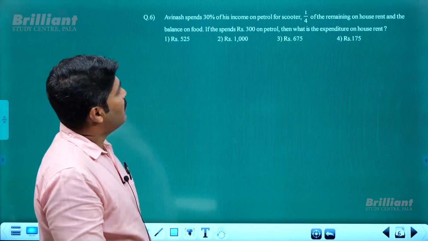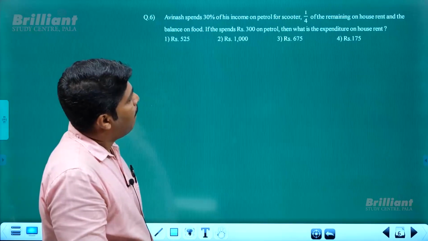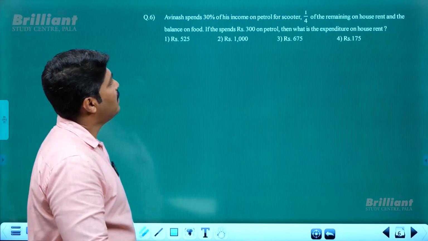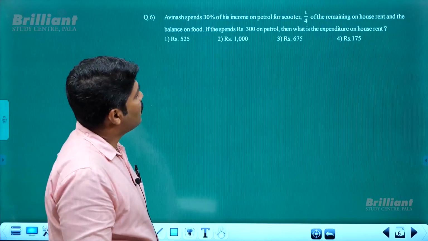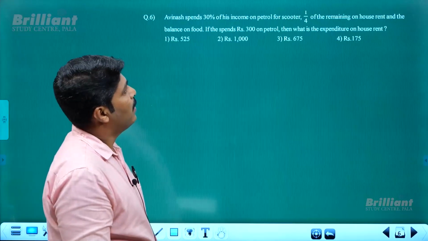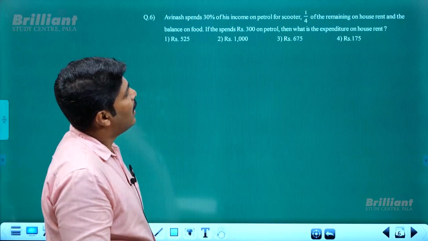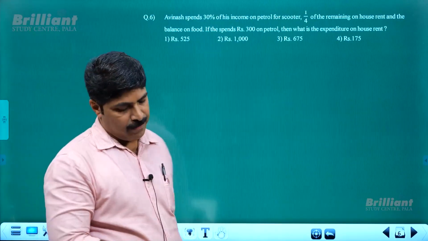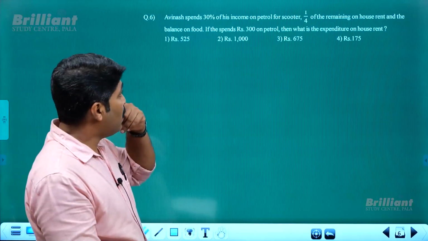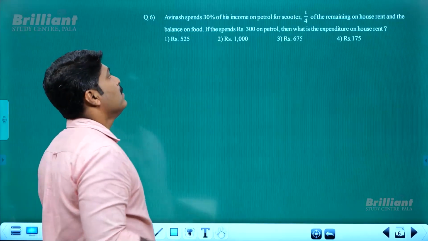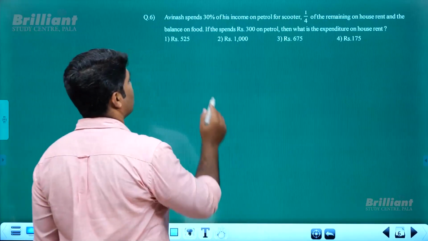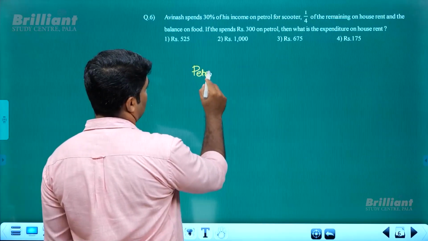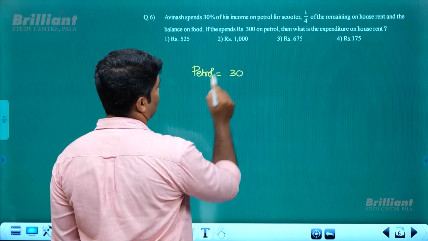Avinash spends 30% of his income on petrol for his scooter, 1/4 of the remaining on house rent, and the balance on food. If he spends rupees 300 on petrol, then what is the expenditure on house rent? So in such a question, you just consider 30% of the income on petrol and 1/4 of the remaining for house rent. So here we are considering 30%. So petrol, that is 30%.